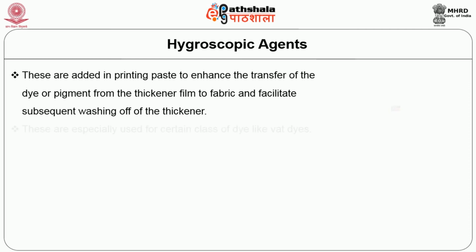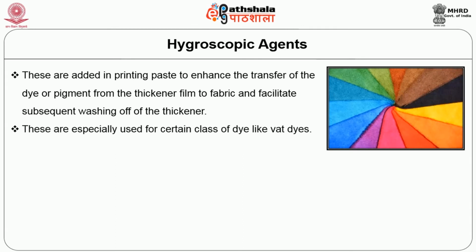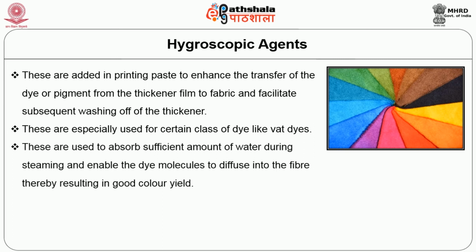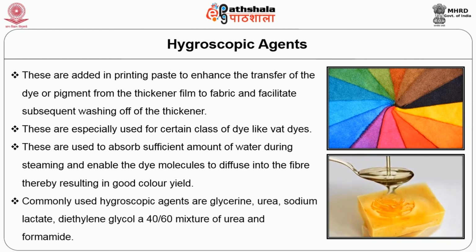Hygroscopic agents are added in printing paste to enhance the transfer of the dye or pigment from the thickener film to fabric and facilitate subsequent washing of the thickener. Hygroscopic agents are especially used for printing class of dye like vat dyes. These are used to absorb sufficient amount of water during steaming and enable the dye molecules to diffuse into the fiber, thereby resulting in good color yield. Commonly used hygroscopic agents are glycerin, urea, sodium lactate, diethylene glycol, a 40 to 60 mixture of urea and formamide.